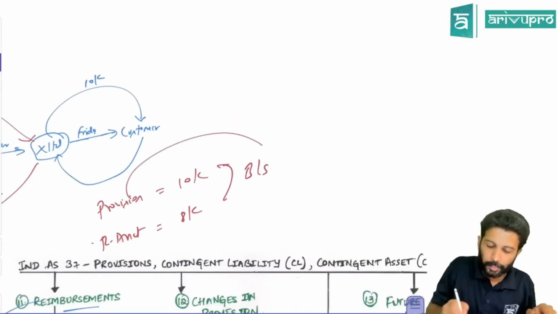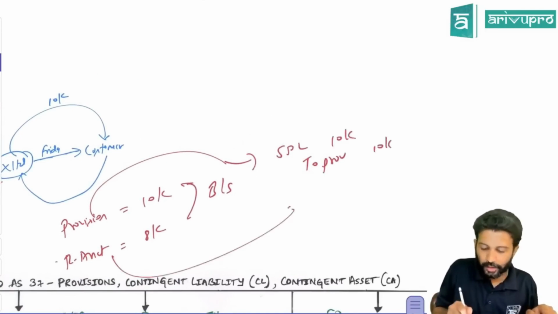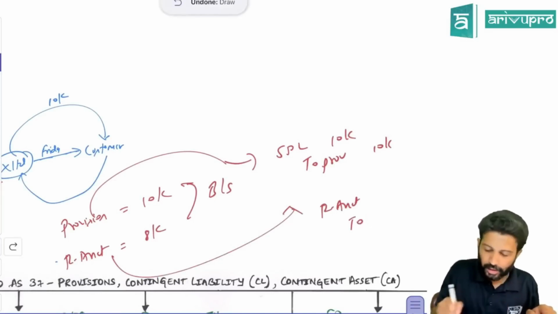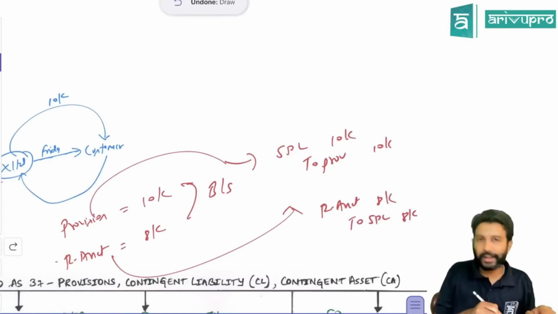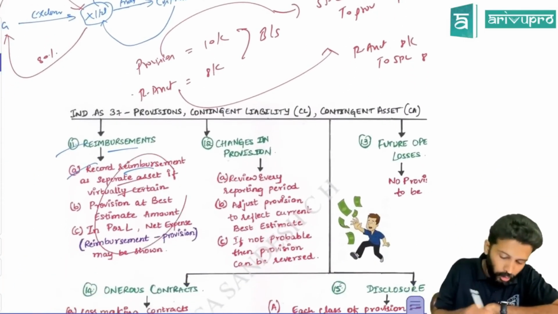Because what is the journal entry for provision? Journal entry for provision is SPL account debit to provision 10,000. What is the journal entry for reimbursement asset? Reimbursement asset account debit to SPL account or P&L account 8,000. So in P&L, if you want, you can net off, but in the balance sheet, these two components should be shown separately. That is what I've called out over here.